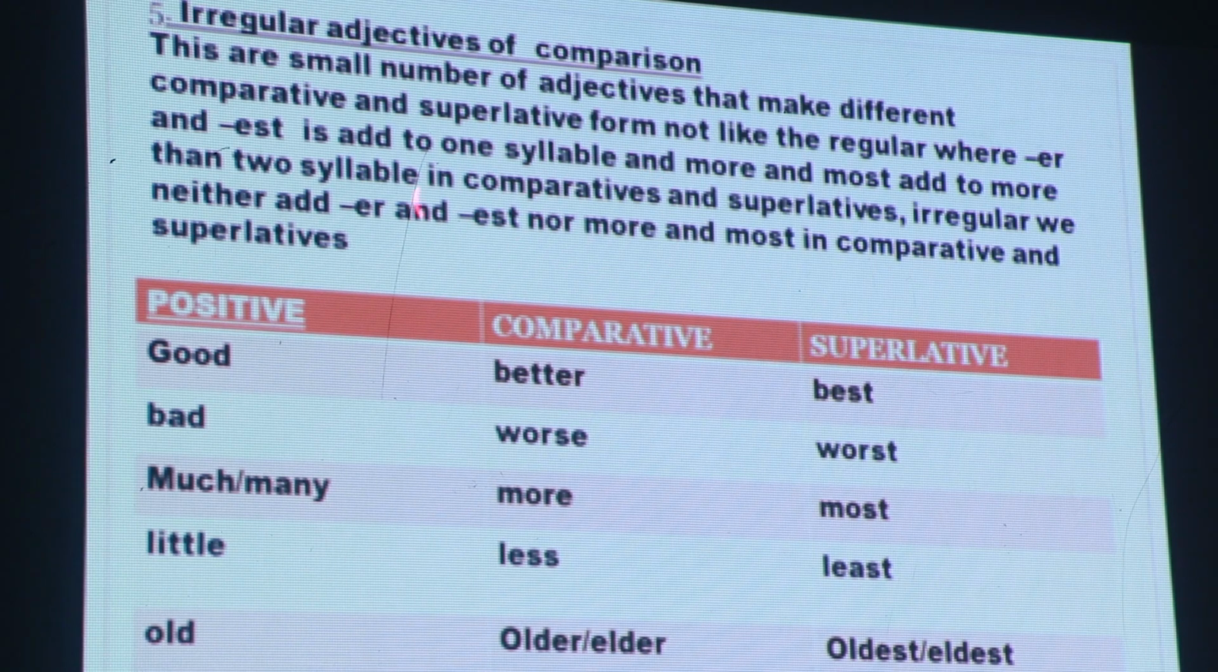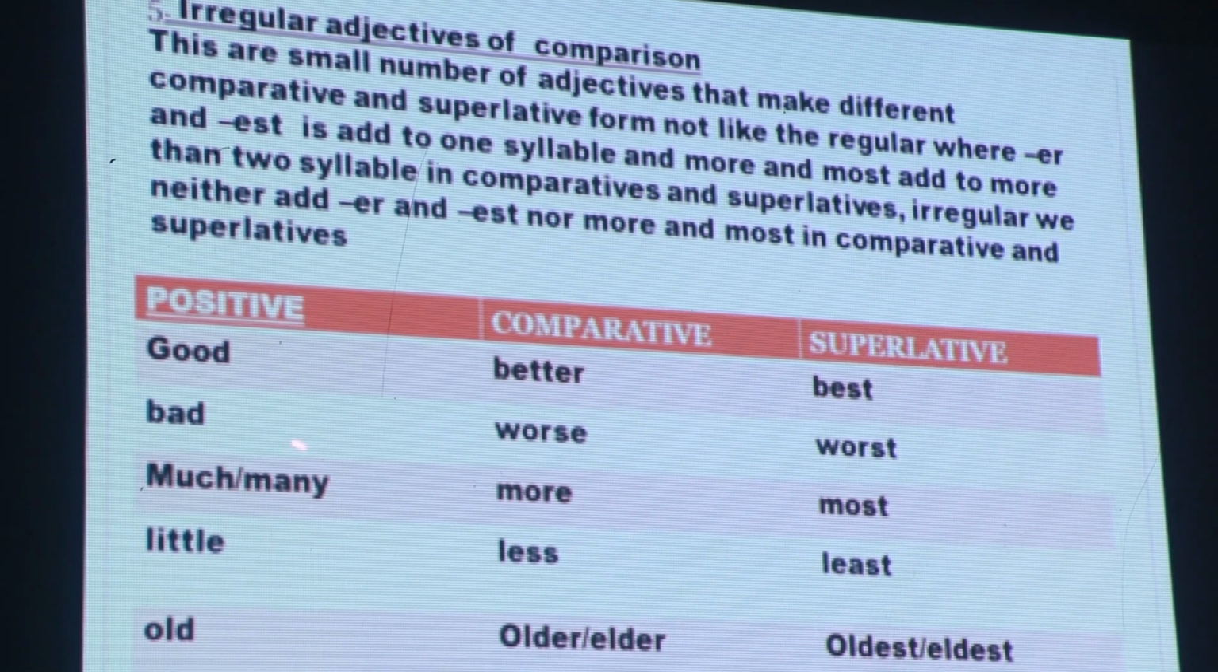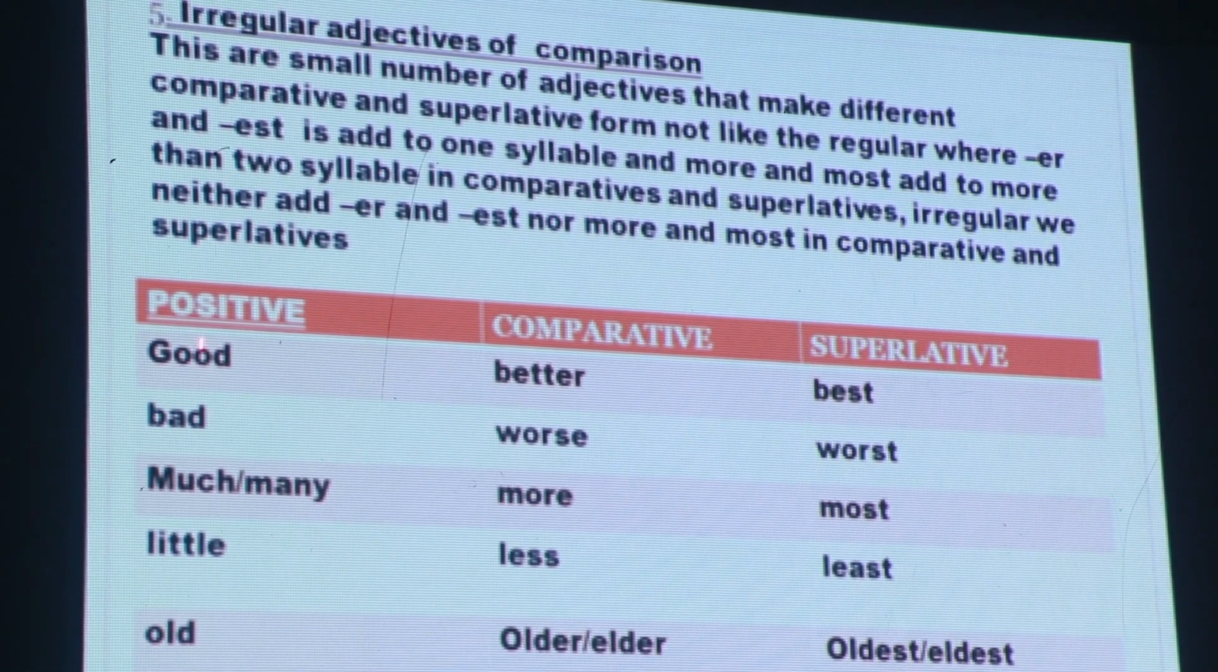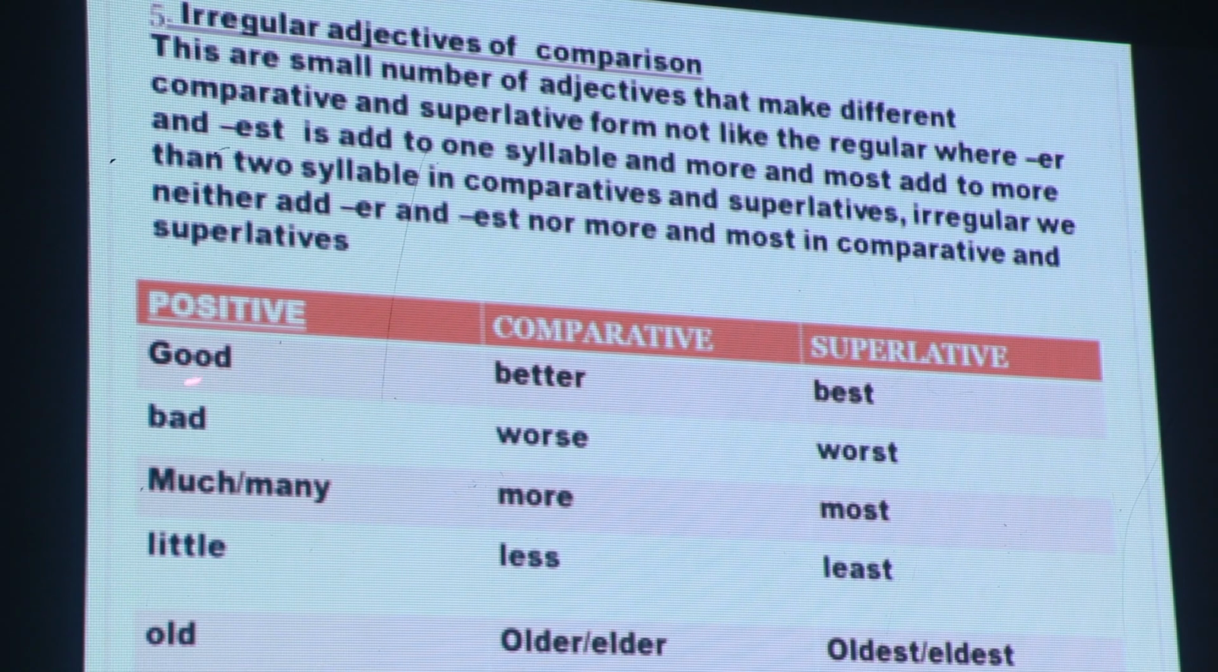You can see this paragraph is saying that for 1 syllable words we were adding er and est for the comparative and superlative respectively, and for multisyllabic words we are going to add more and most. For irregular adjectives, we use neither er nor est, nor more and most. We don't use any of these for the comparative and superlative. As you can see, the first word I've used is the adjective good in the positive. For the comparative, it's going to be better, and for the superlative, it's going to be best.